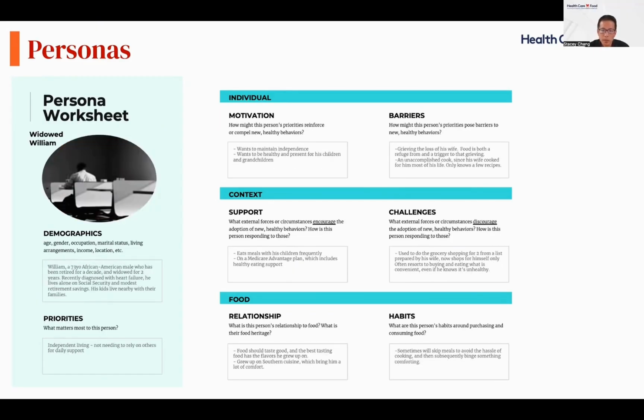The second persona is an example of a person who's much more isolated. We call him Widowed William. He's a 73-year-old African American male who's been retired for a while now, but more sadly has been widowed for 2 years. And a lot of his food behaviors and challenges around food are related to that.